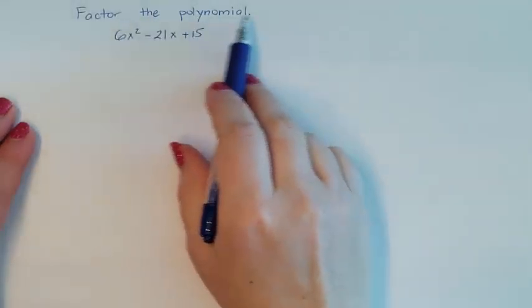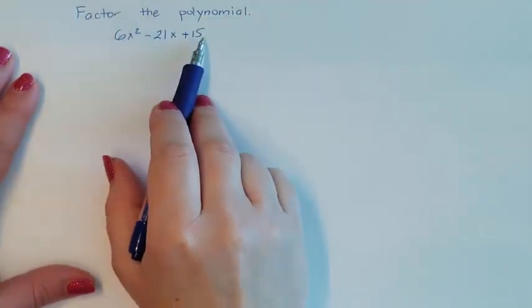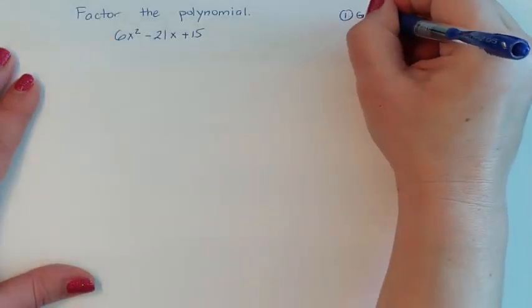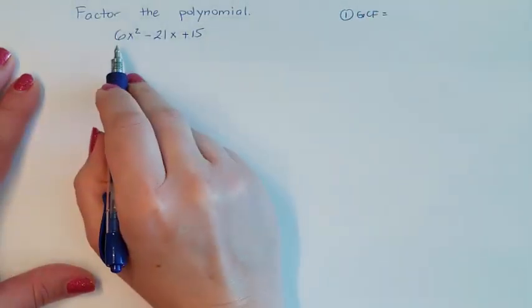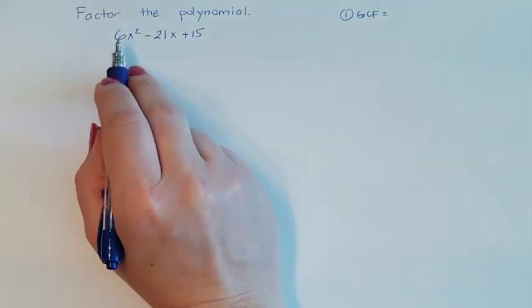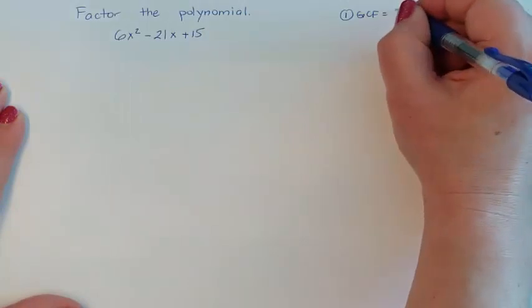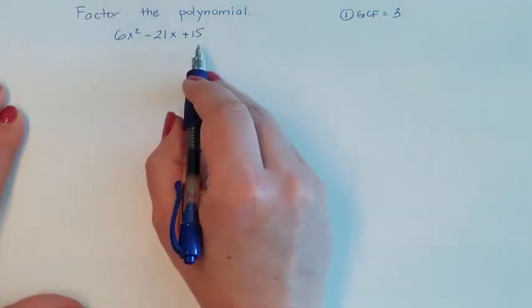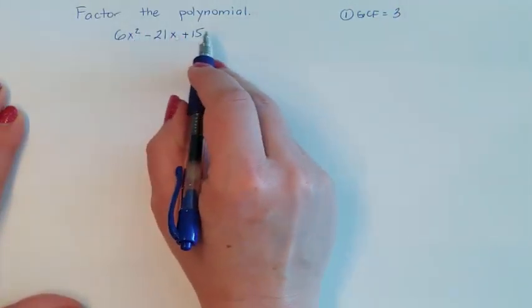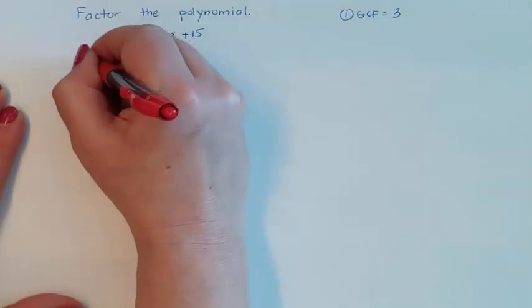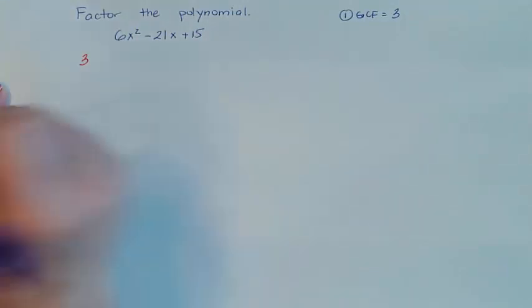So we're being asked to factor the polynomial. I see that I have 3 terms, and a is not 1. So the very first thing I need to do is I need to look for a GCF. What number can divide 6, negative 21, and 15? I know that 3 can divide all of those, and they have no common variable. So my GCF is going to be a 3, which means I'm going to divide everybody by that 3.